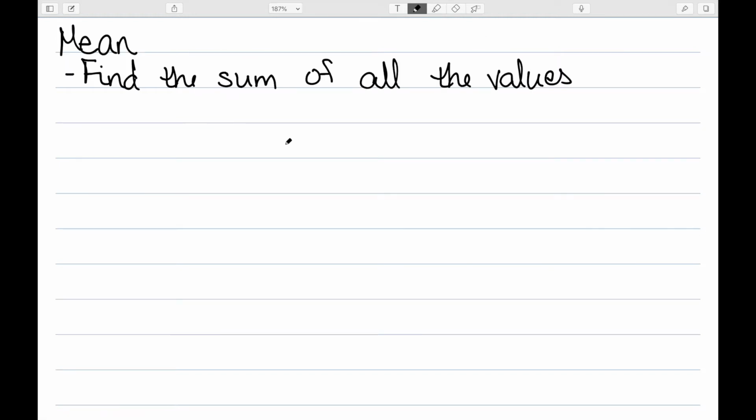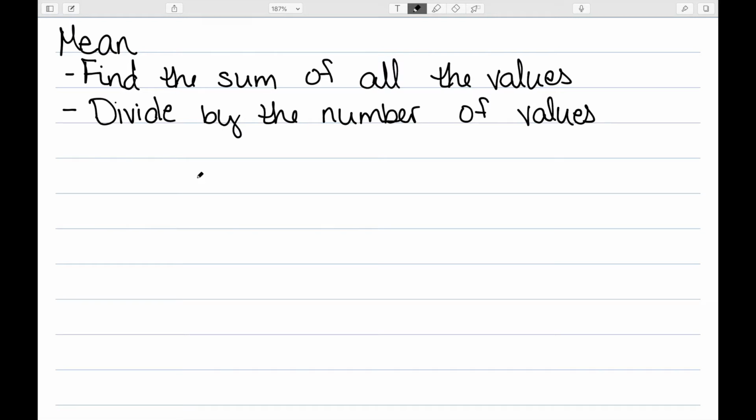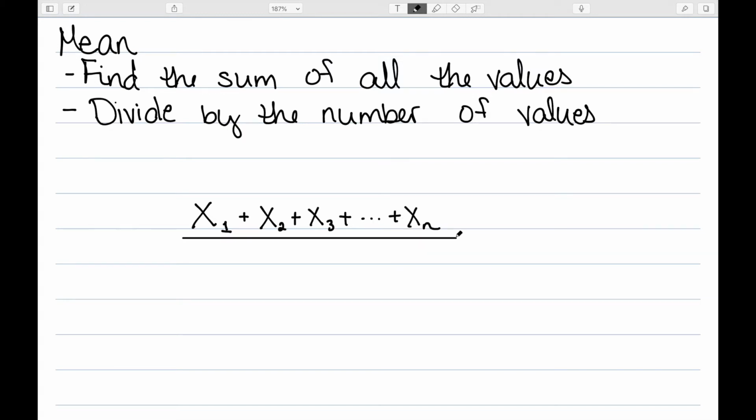Let's start with the mean. We need to start by finding the sum of all of the values, and then we divide by the number of values that we have. So we tend to denote the actual values by x1, x2, x3, etc., up until xn. And then we divide by the number of things, which is n. Let's look at some examples.